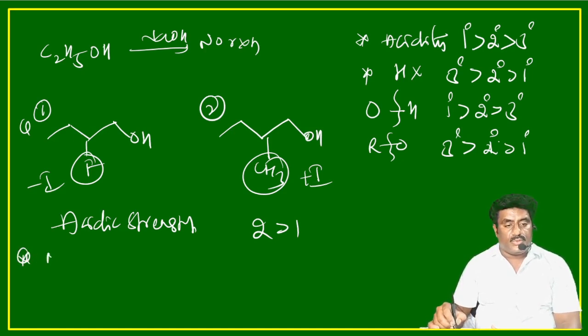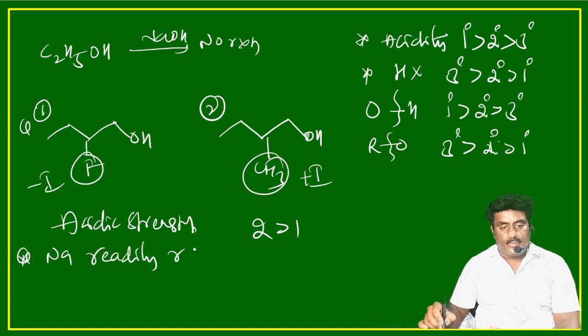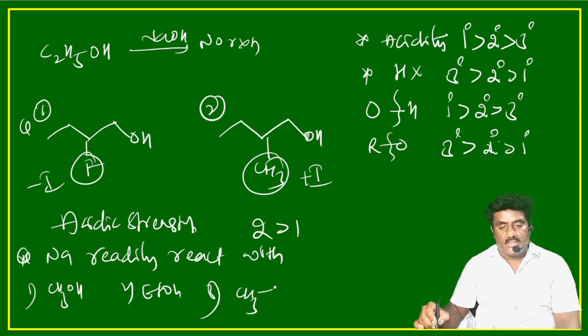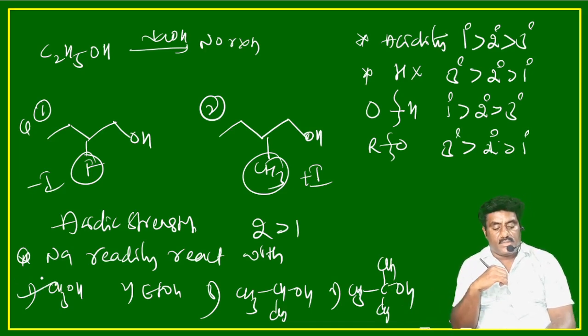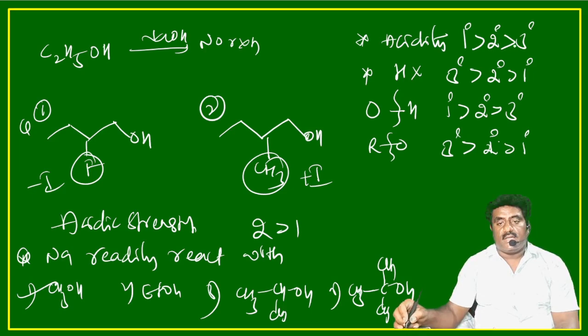One more important question. Which readily reacts with sodium: CH3OH or C2H5OH, ethanol? Which is more readily reactive with sodium? Very simple, methanol. Methanol is more reactive because primary is greater than secondary, which is greater than tertiary.